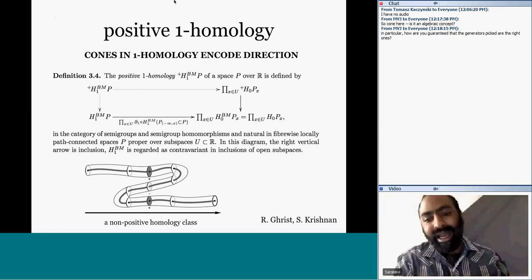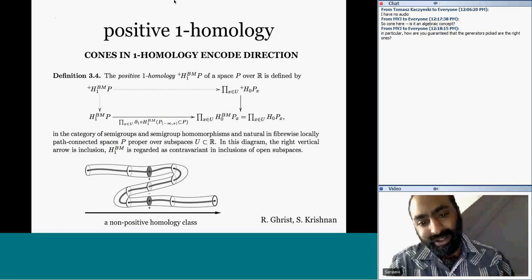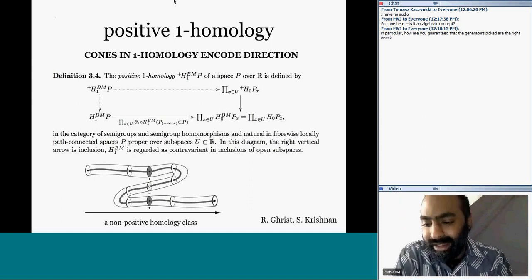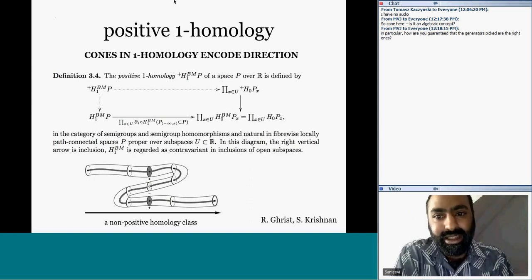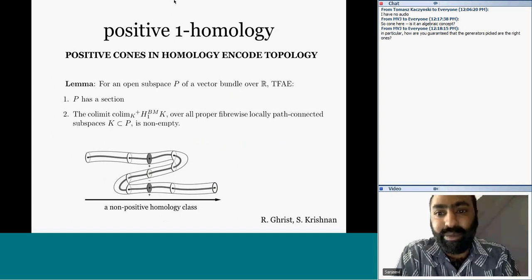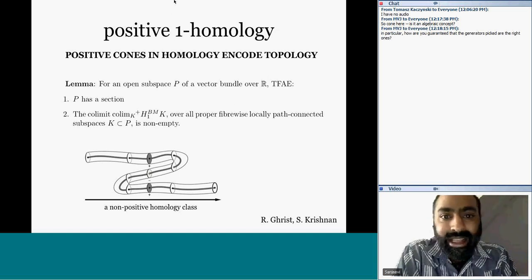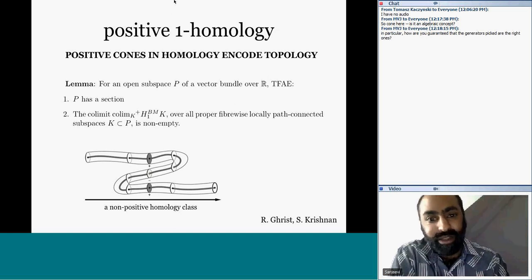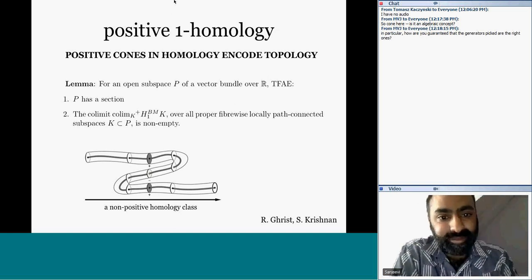Okay, essentially, a positive homology class is generated by paths that are all going from left to right, that are all following the direction of time. And the useful thing about this positive one homology is the following: a sufficiently nice space that's parameterized over the real number line has a section if and only if some variant of this positive one homology, so enough of these positive one homology classes, are non-empty.